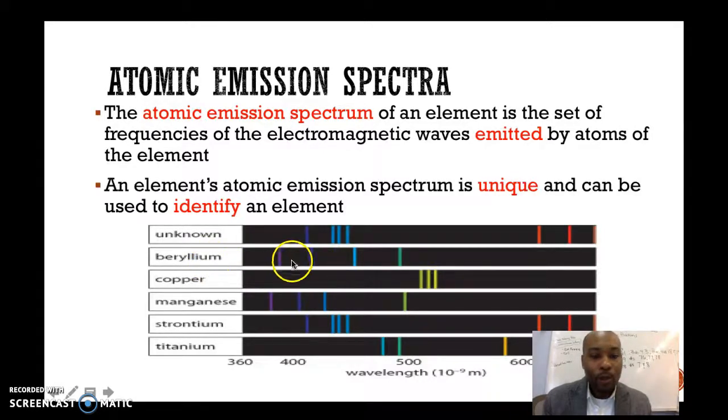So beryllium is only going to have this set of emission spectra. Copper is only going to have this set in this range here, and so on and so forth. If you take a look, you have this unknown here. If you were to compare the unknown up here to one of the 5 down here, you can see that this set of lines up here is similar to strontium. So we can use the emission spectra to identify what a substance is because, as I previously mentioned, elements are going to have a characteristic emission spectra.